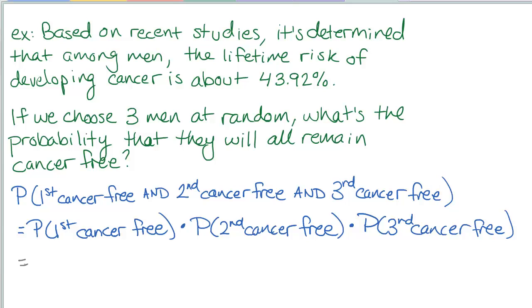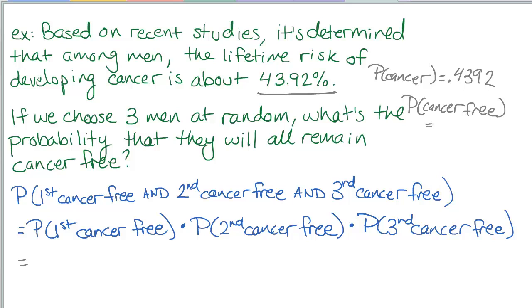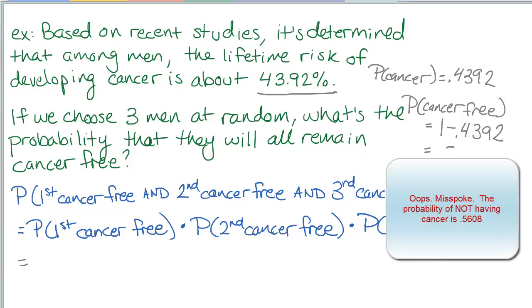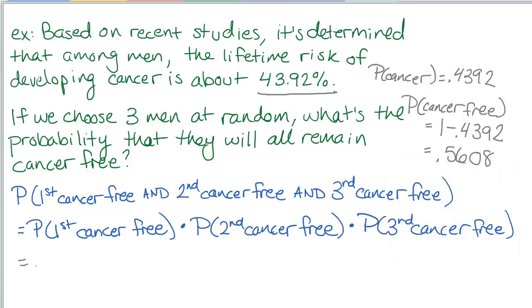So we first need the probability that the first person we choose is cancer-free. Now notice that the probability we were given is actually the probability that they do get cancer. So the probability that they don't have cancer, we're thinking of this as a complement, right? If they don't get cancer, that means not cancer. So remember, in our complements, we do 1 minus, in this case, the probability of having cancer. So this tells us that the probability of not having cancer is 0.5608, or 56% approximately. So the probability that our first person is cancer-free is 0.5608.